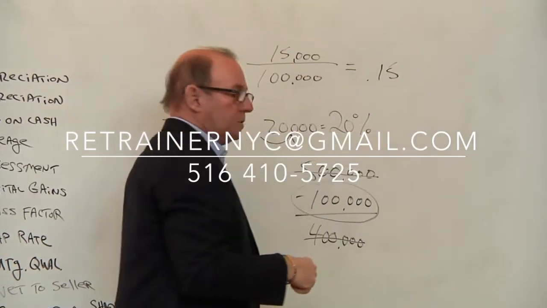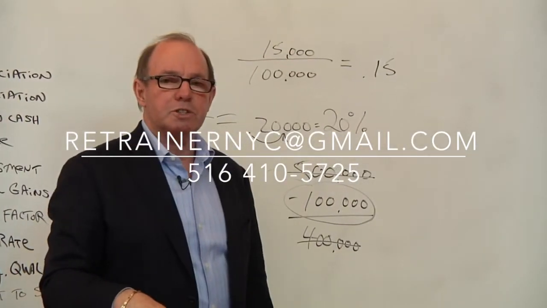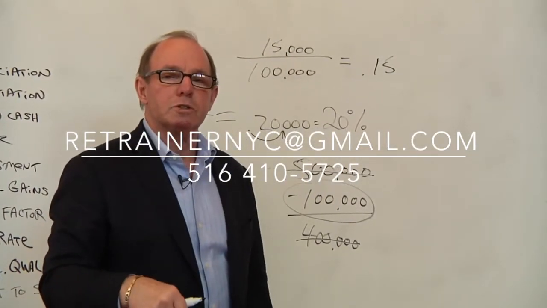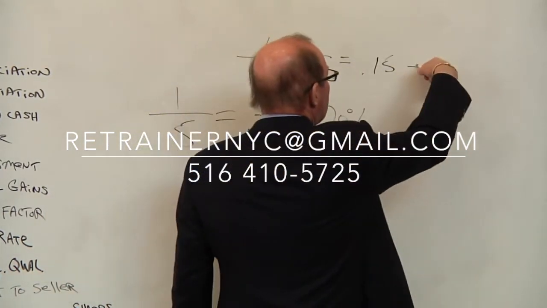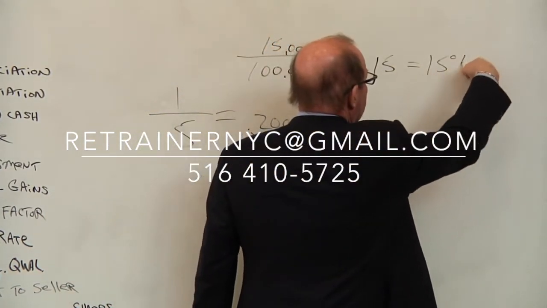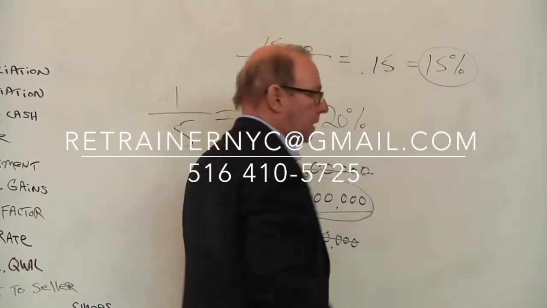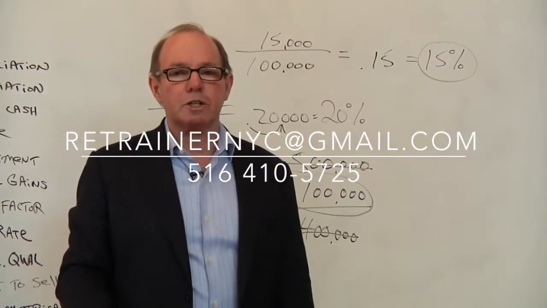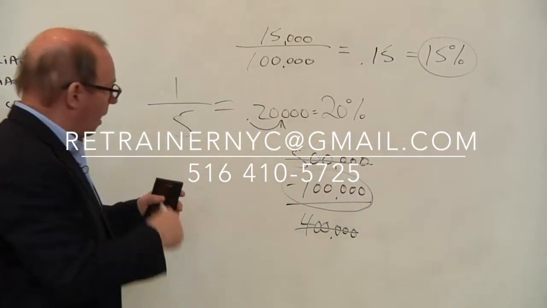0.15. And what do we say? To convert a decimal to a percentage, we move the decimal point 2 places to the right, equals 15%. And that's our answer. So that's how we do cash on cash return. Let's just go through it again.